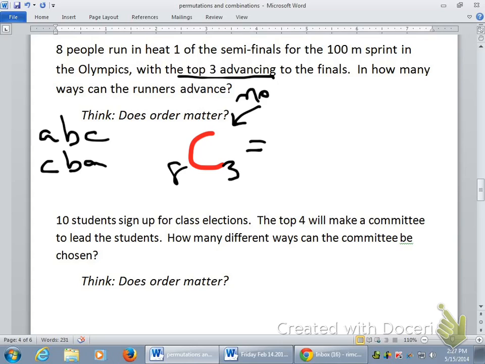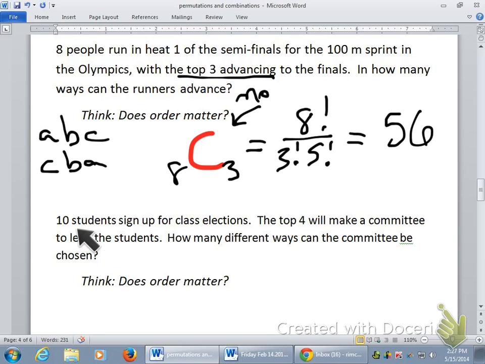And now it's just a regular old problem. So on this second situation, you can see that one was 56. On this second situation, again, we have 10 students running for officers, but this time the committee is going to lead. Not a leader, not a president or vice president, but all 4 of the committee.